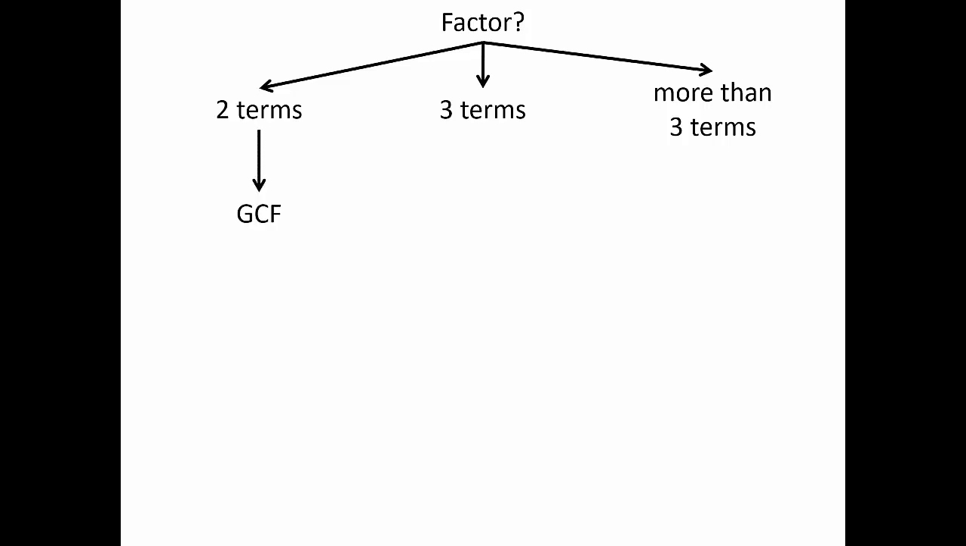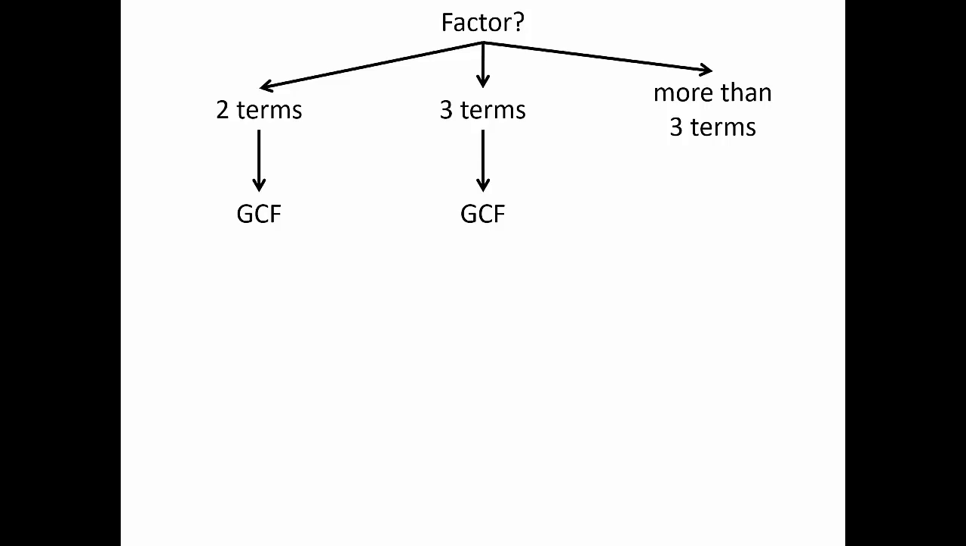The thing about the GCF method, though, is that you're always going to use the GCF method. If there are 3 terms, you're going to use the GCF method. That's factoring out the greatest common factor. However many terms you have, look at all the terms. If you have something in common, factor it out.